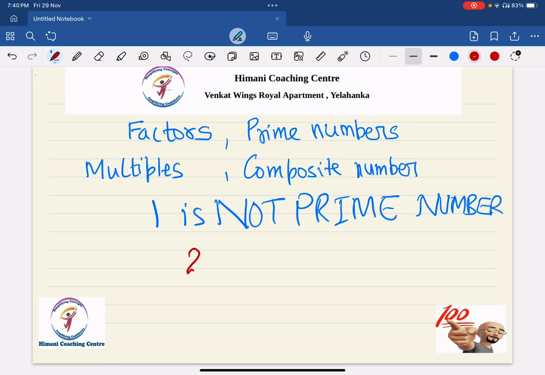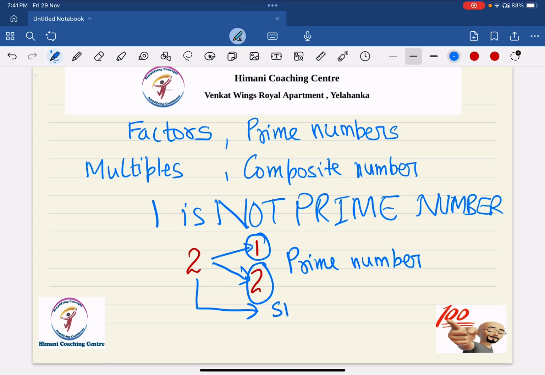Now let us look at 2. Is 1 a factor of 2? Yes. Is 2 a factor of 2? Yes. But there is no other number which is a factor of 2. So how many factors does 2 have? 1 and 2, that means the number itself and 1. And that is called a prime number. So 2 is the smallest prime number and 2 is the only even prime number. There are two things you have to remember about 2: this is the smallest prime number, and also the only even prime number.